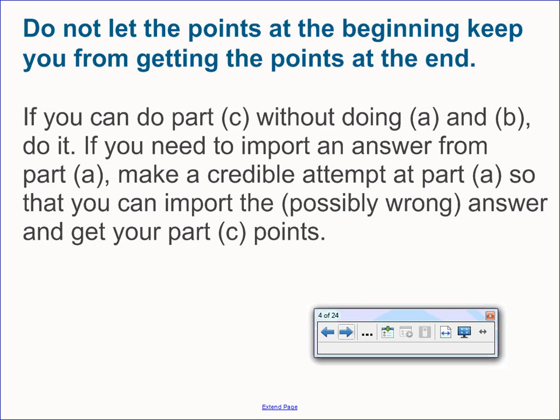Don't let points at the beginning of the problem keep you from getting points at the end. So if you can do part C without doing part A and B, do it. If you need to import an answer from part A, and we saw this actually on your practice test, you're going to make a credible attempt at part A so that you can import the possibly wrong answer into part C and still get your points.